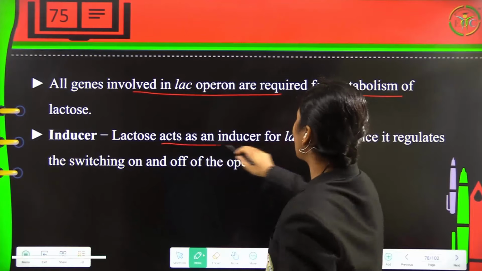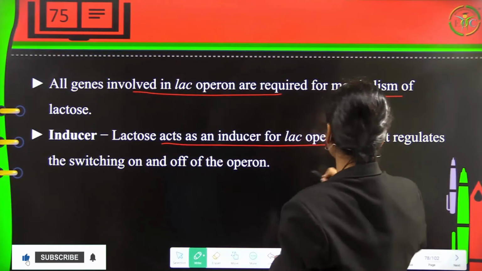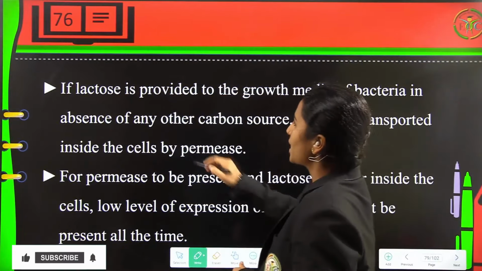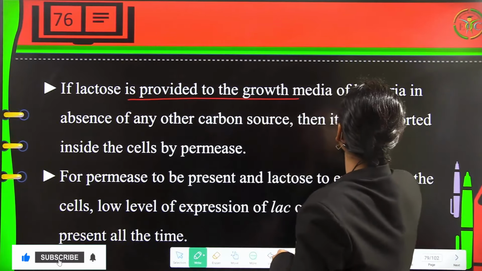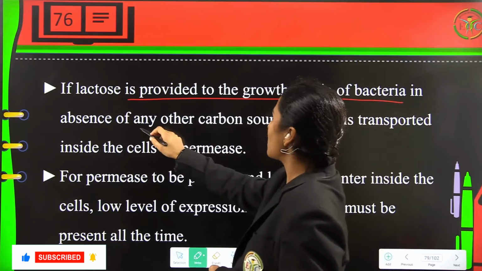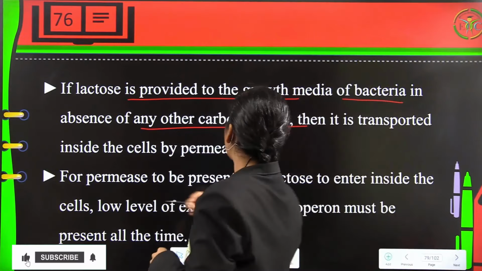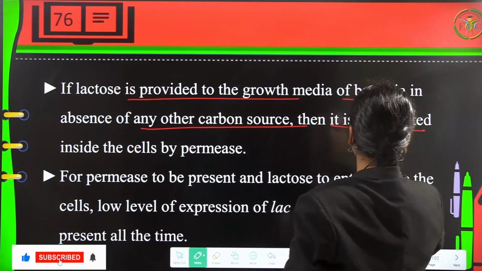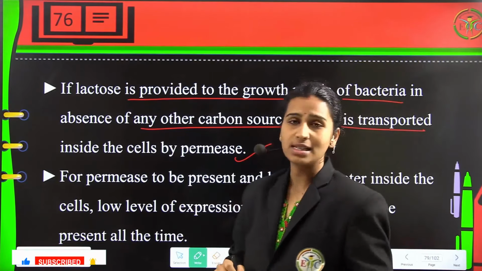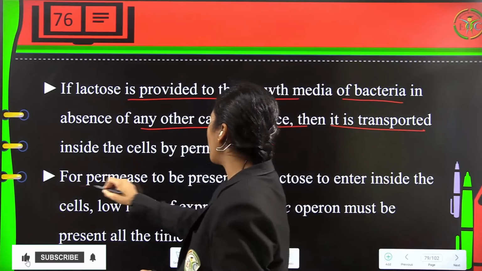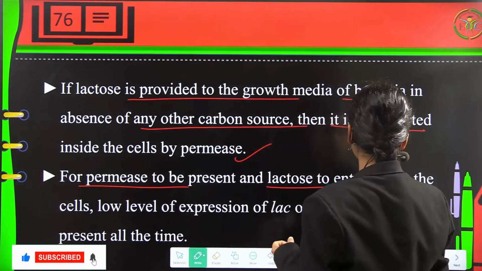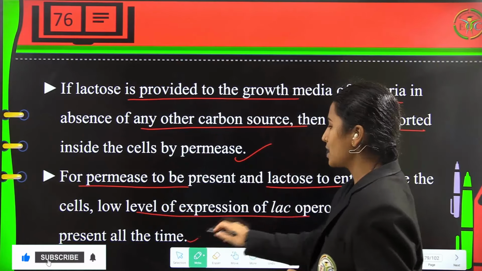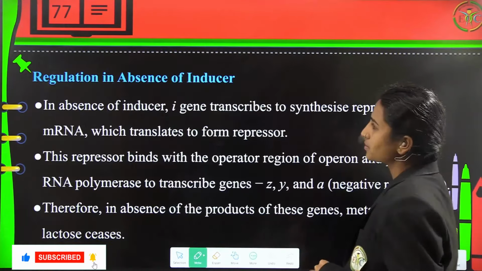Lactose acts as the inducer for the Lac operon, since it regulates the switching on and off of the operon. If lactose is provided to the growth media of bacteria in the absence of any other carbon source, it is transported inside the cells by permeases. For permease to be present and lactose to enter the cells, a low level of expression of the Lac operon must be present all the time.